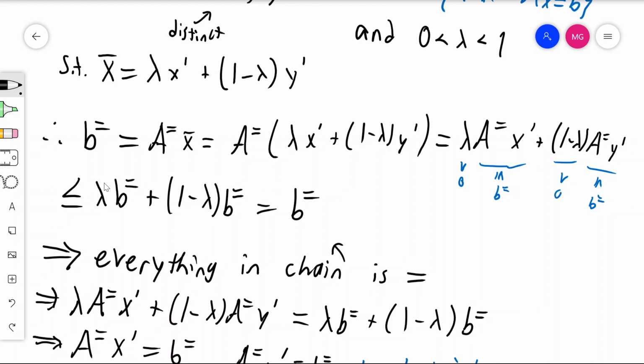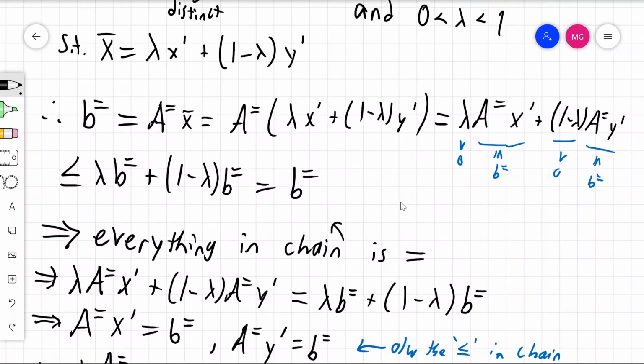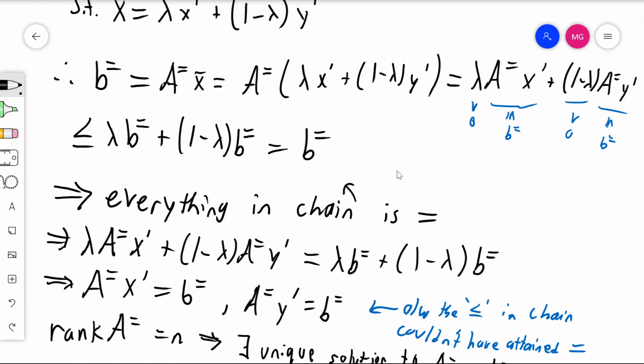In particular, this less than or equal to constraint that we established, we know that it's a less than or equal to, but in fact it's an equal to, because we started and ended with the same thing. And so I'm just rewriting that constraint, replacing the less than or equal to with an equal to. We have that lambda A equality x prime plus 1 minus lambda A equality y prime is equal to lambda B equality plus 1 minus lambda B equality.